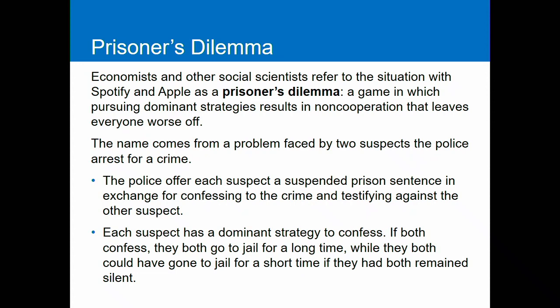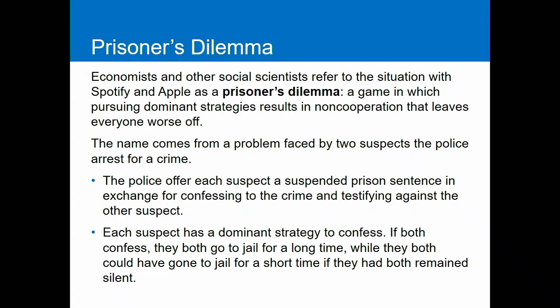This game is a version of what's called the prisoner's dilemma. And that was the first example that they came up with when looking at this game. It has the same kind of payouts as we saw with Apple and Spotify in this case. In a prisoner's dilemma, both individuals pursuing their dominant strategy, the best strategy for them, is going to end up with a non-cooperative equilibrium that leaves them both worse off.